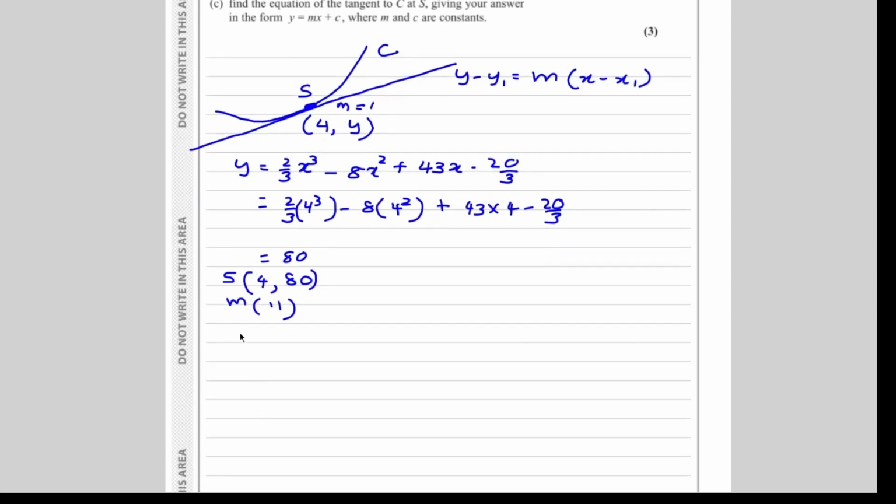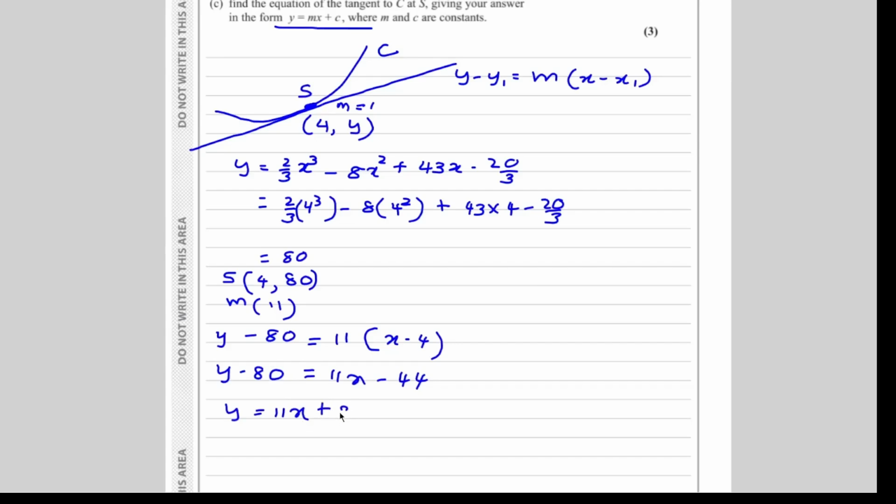So let's substitute the values. Y minus 80 equals gradient is 11, times x minus 4. So we need to leave it in the form of this one. Simplify. Y minus 80 equals 11x minus 44. Y equals 11x minus 44 plus 80. It is 36.